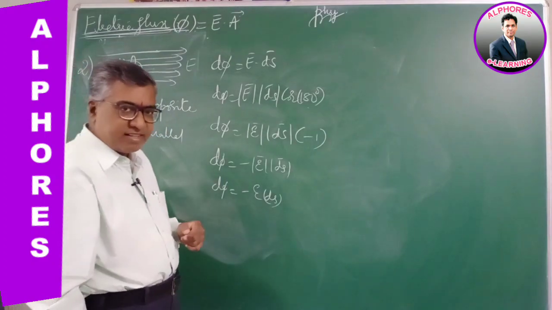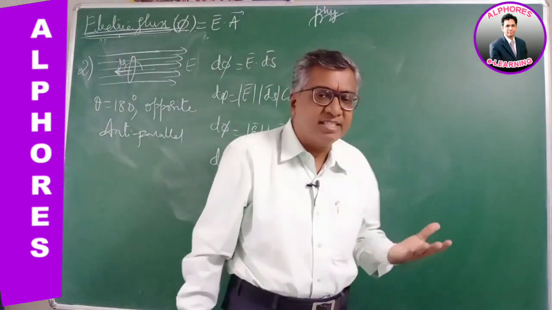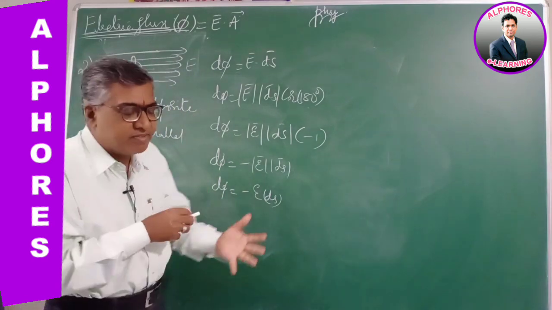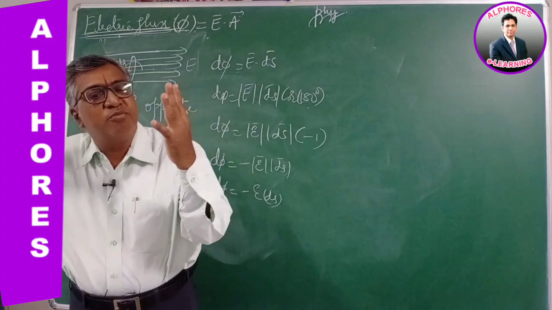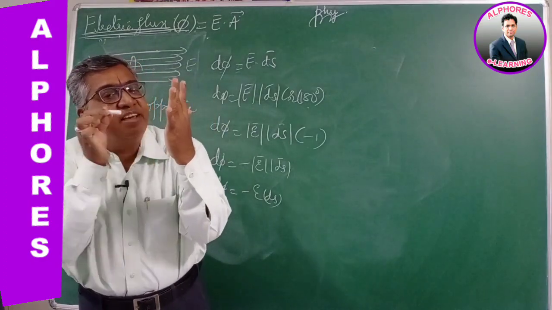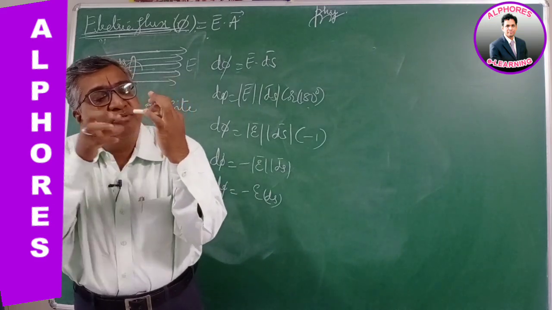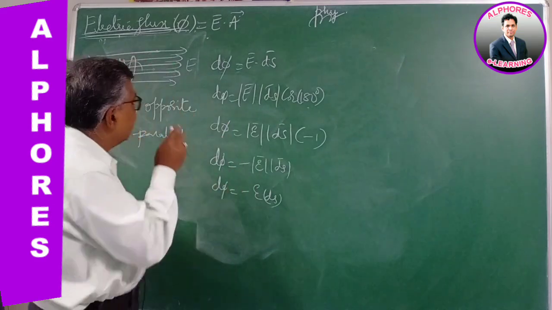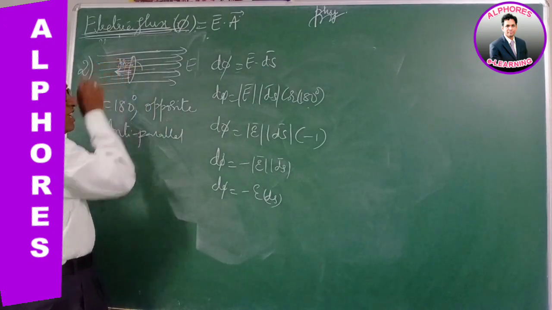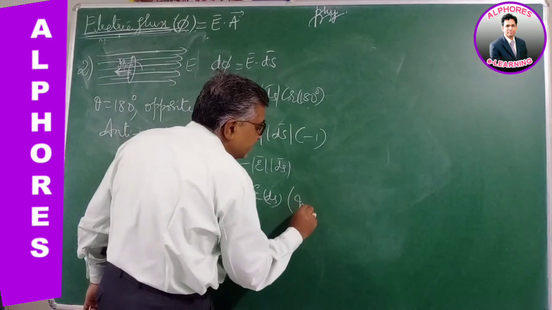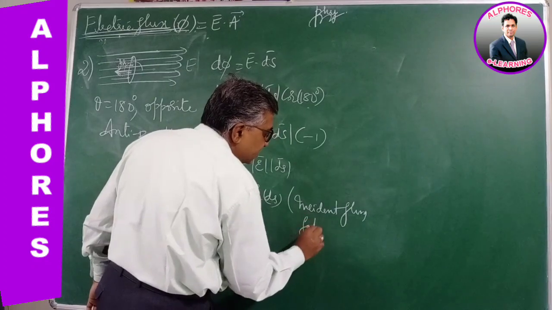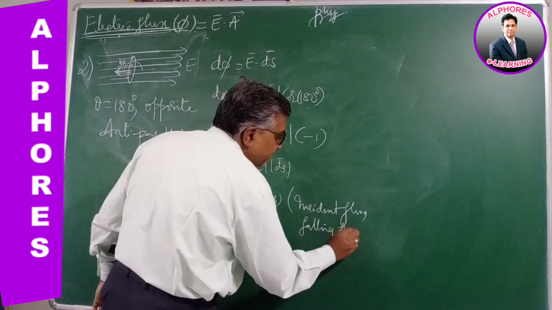This is called negative flux. Mathematically I have got it as negative, minus, but what do I actually mean? The meaning of it is the lines of force are moving in this direction and our surface area is this way, such that the normal is away in this direction. So the lines of force are falling on the surface. Now this is termed as falling flux, the lines of force falling on the surface. This is incident flux.